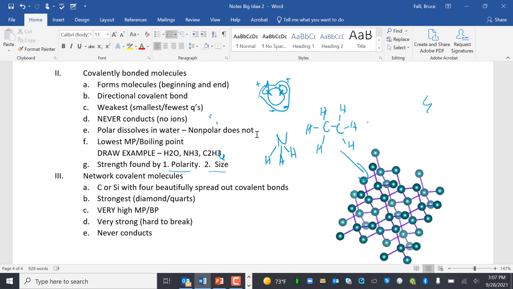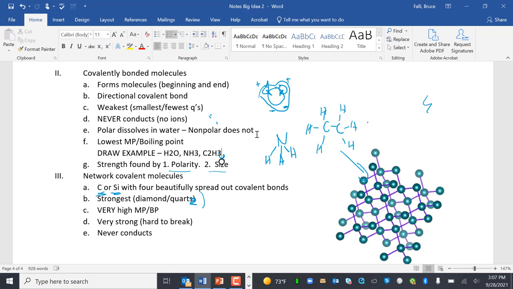Network covalent molecules. So they have carbon or silicon. It's got to have carbon or silicon with four beautifully spread out covalent bonds. Four bonds will always be beautifully spread out. They're the strongest bonds. So think diamonds or quartz, not quartz. My goodness, what happened to me? Quartz. They have very high melting points or boiling points. And they're very strong, they're hard to break, and they never conduct.